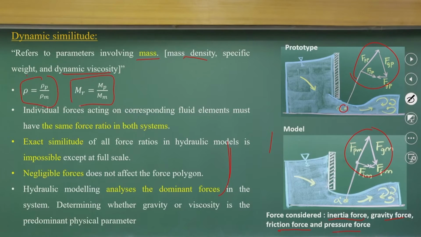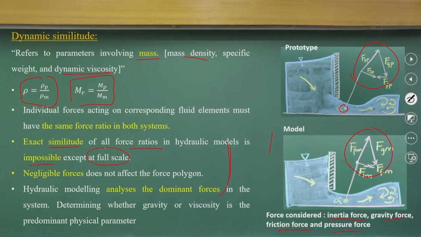So, the individual force acting on a corresponding fluid element must have the same force ratio in both the systems. Both the systems have the same force ratio. Exact similitude of all forces in hydraulic structures is impossible, except at full scale.